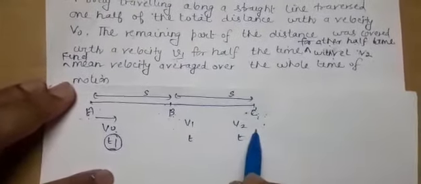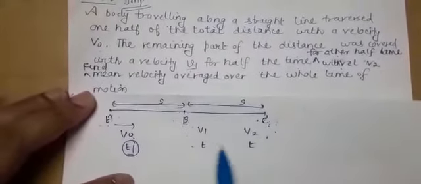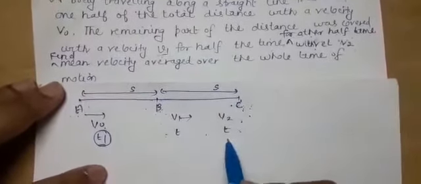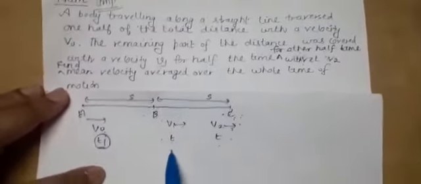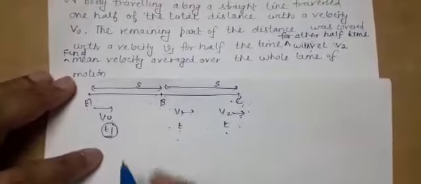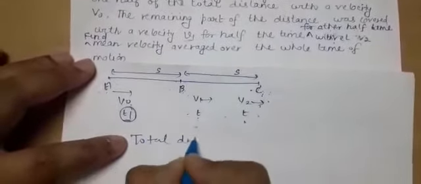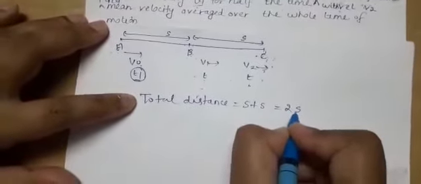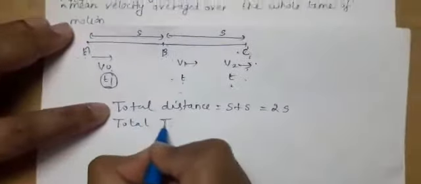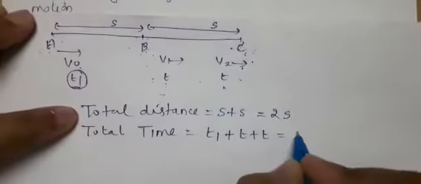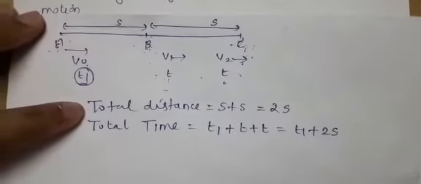Now again in between B to C we have been given that for whatever time it will take, for the first half time it is moving with velocity v1 and for the other half time it is moving with velocity v2. You can take total time t, but again for simplification I have taken t as the first half time and another t as the second half time. So it means total distance covered here will be s plus s, that is 2s, and total time taken will be t1 plus t plus t, that is t1 plus 2t.